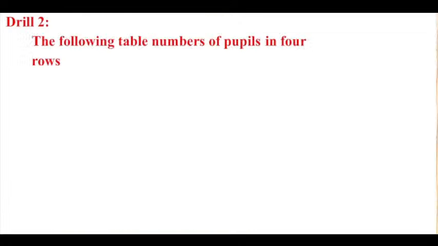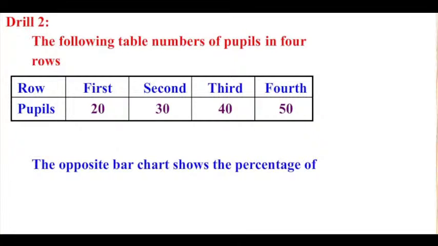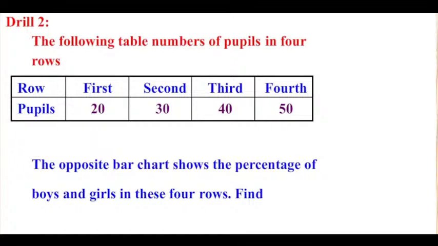Drill 2. The following table shows the number of pupils in 4 rows. The first row 20 pupils. The second row 30 pupils. The third row 40 pupils. The fourth row 50 pupils. The opposite bar chart shows the percentage of the boys and girls in these 4 rows.